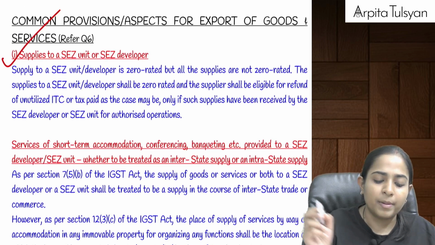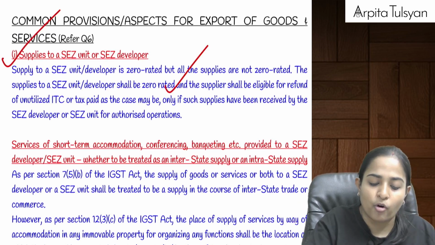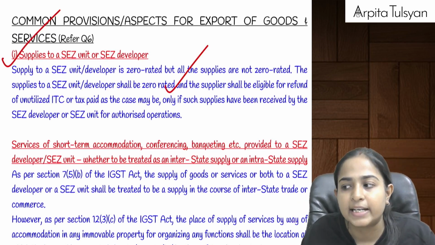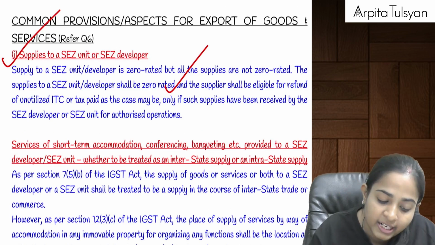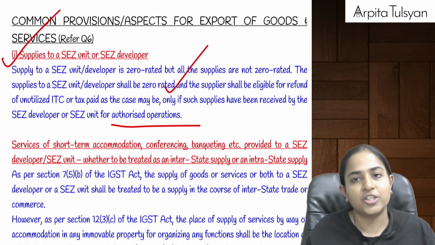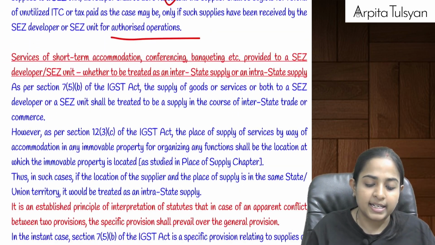Now a few common provisions which are coming up here. First point we have already done. Any supply done to an SEZ unit or SEZ developer for authorized operations will be considered as zero rated supply.